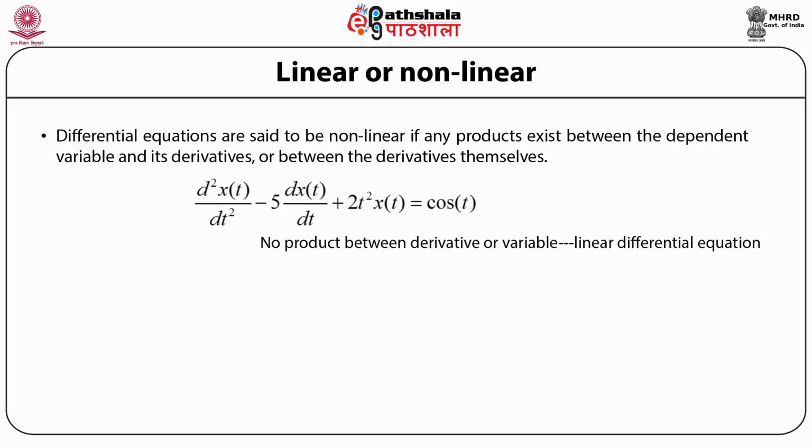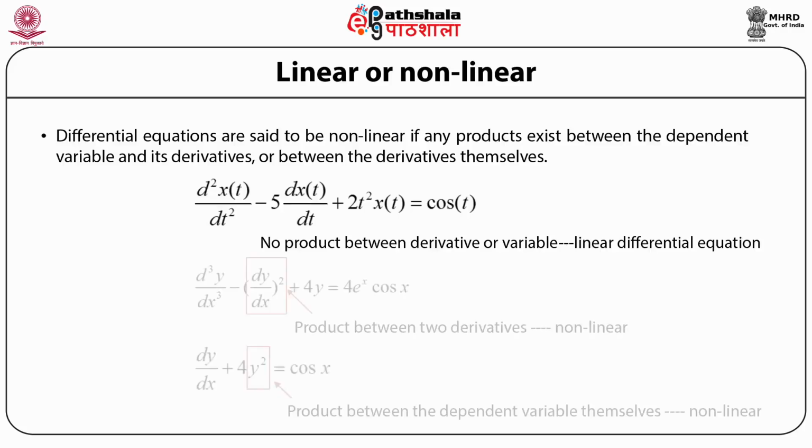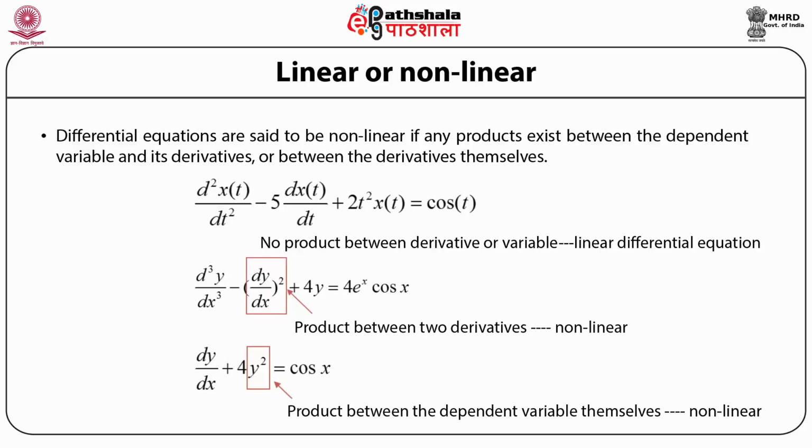And let us see the third example to understand this next level. You can see y squared is also marked. That is, it's a product between the dependent variables themselves. However, this is also considered as non-linear. So it doesn't matter whether it's a dy term which is getting multiplied, or whether it's a y term, the dependent variable, which is getting multiplied. Both will have the same non-linear effect.